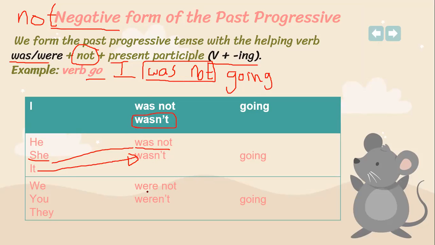What if I have were? It's the same. We were not. You weren't going. They weren't going. Also, you can use were not or weren't. So it's very simple and easy. When you want to form the negative in the past progressive, you simply put not between the was or were and the verb with ing.